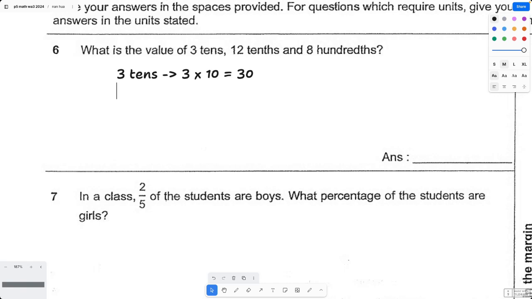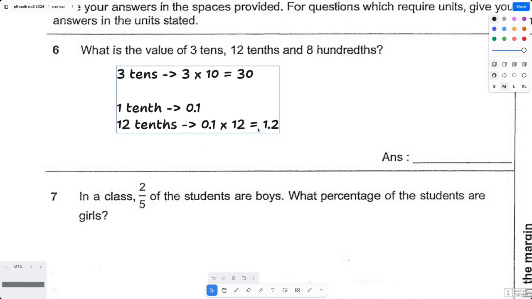So if you were to remember, 0.1 is basically 1/10, right? Okay, so 1/10 is equal to 0.1. A lot of people mistake this as one, but it's not. So 12 tenths is equal to 0.1 times 12. And it should give not 0.12, it should give you 1.2. Okay, so that's one thing that you need to take note.